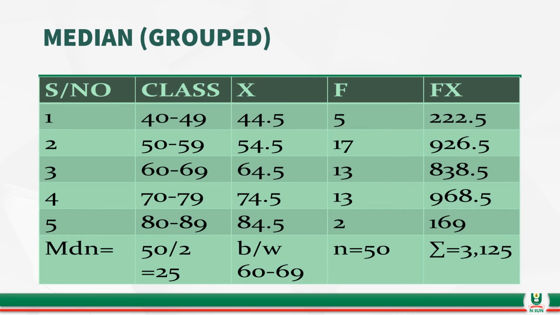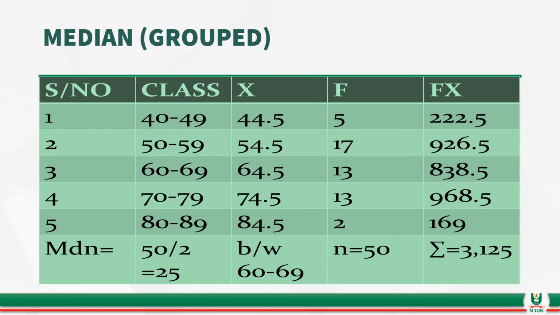So we have the median in grouped distribution. You can see serial numbers 1 to 5, the class, the class center X, the frequency, and the fx, which is the total. So here, what is the middle number? You divide the total frequency, n equals 50, over 2. That will give you 25.